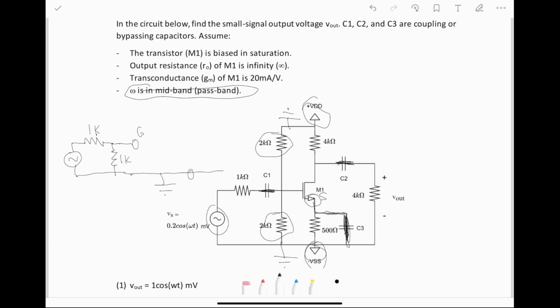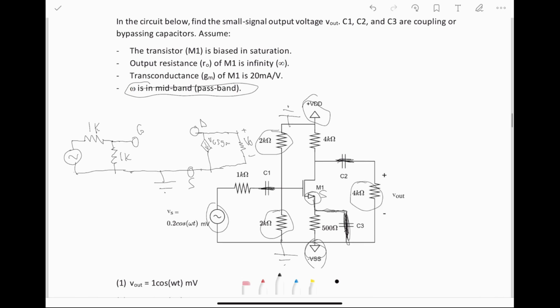It's common source, so our source is going to be on the whole thing. And now let's draw our drain. So for the drain, we have a MOSFET right here, which is going to be a dependent current source, with current VGS times GM. And then we have some resistance on the output. This is Vout. And that resistance is going to be this 4 kilo ohm resistor. And then it's also in parallel going to ground with this 4 kilo ohm resistor. So that's a 2K resistor.